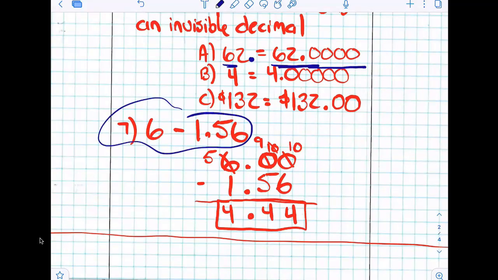So this number, 6 minus 1 and 56 hundredths, what did I add after the 6? A decimal point, and then I can add as many zeros as I want, right? Yeah. And I added these zeros to line up so we had the same amount of digits in each number. We cool?